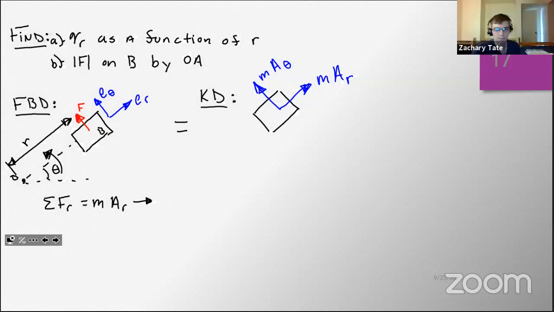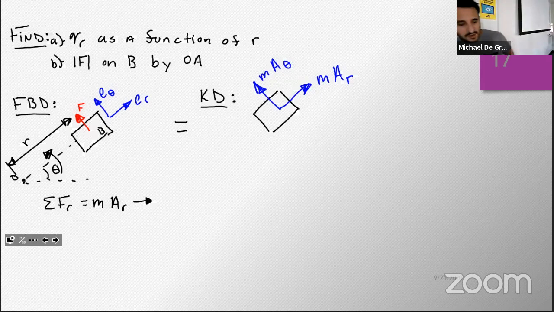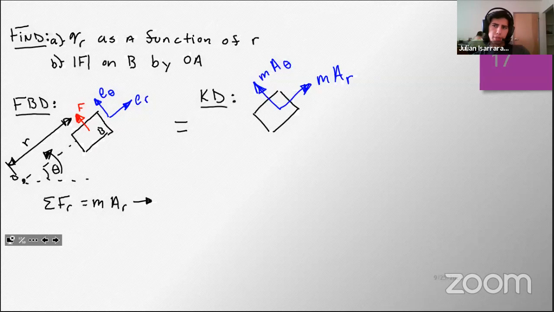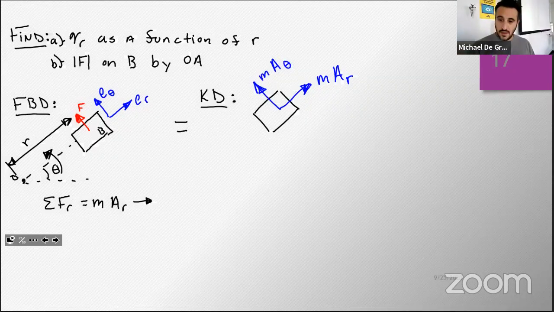What do we have? M of AR. AR is MAR, our inertial term, right? Do we have any forces in that direction along R? No, because it's able to slide back and forth. Right. So that's 0. No forces. This is just going to equal MAR. 0 is equal to MAR.